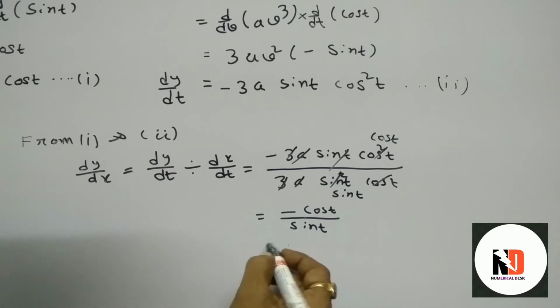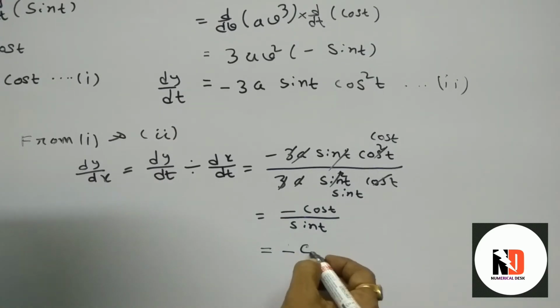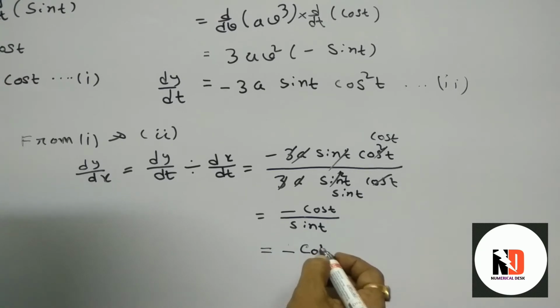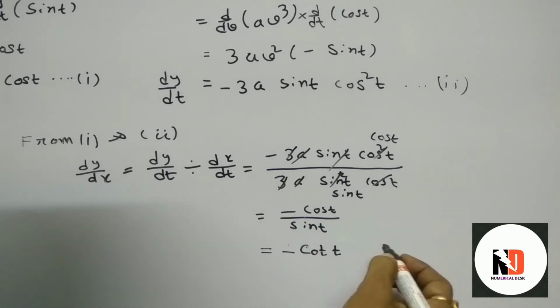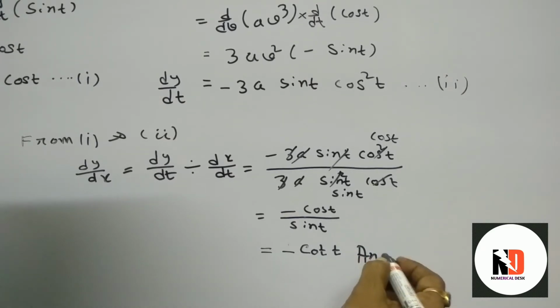So minus 3a sin t cos t, see equation 2. So cot t is the answer. Very simple sum. Practice it. I think you can do it. Very simple sum.